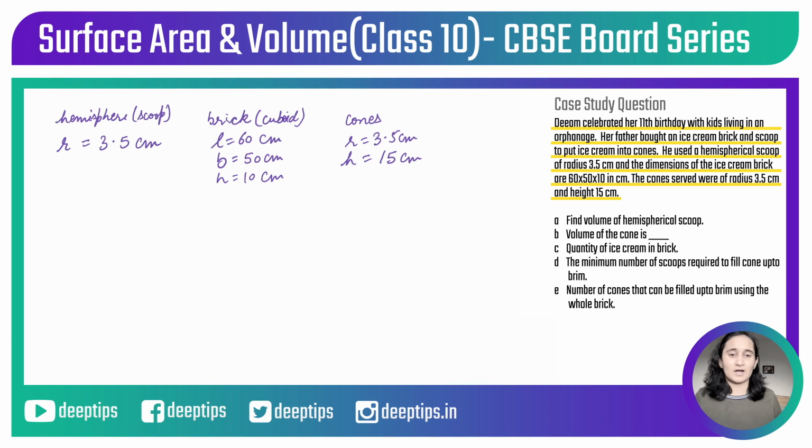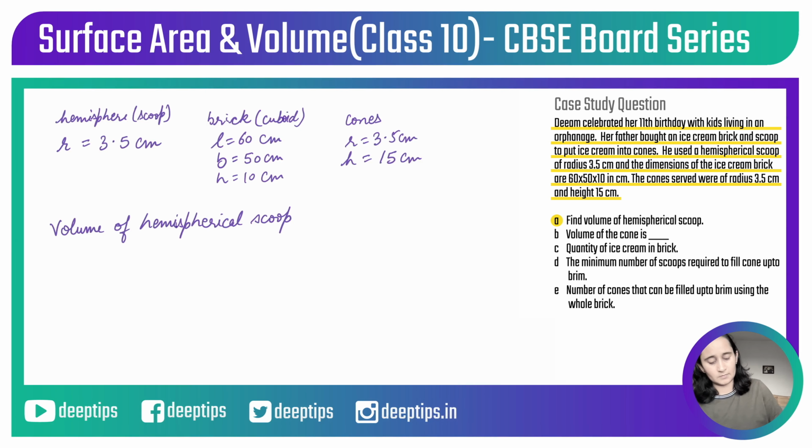So our first part is: find the volume of the hemispherical scoop. So we know that to calculate the volume of a hemisphere, which formula do we use? Volume of hemispherical scoop is 2 by 3 pi r cube. So this is my formula.